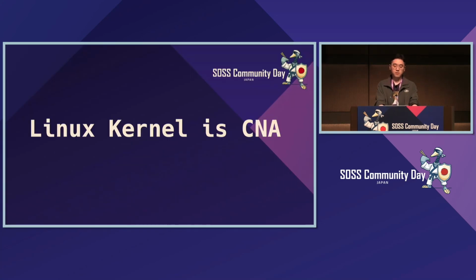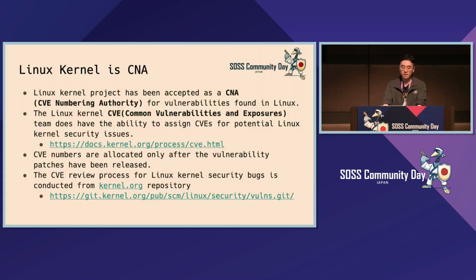Now, shall we talk about Linux kernel CNA and CVE? The Linux kernel project became a CVE Numbering Authority, CNA, this year. Now, the Linux kernel CVE team can directly assign CVE numbers. CVEs are assigned only after patches are released. The Linux kernel CVE team has been assigning CVEs to bug fixes with careful review.